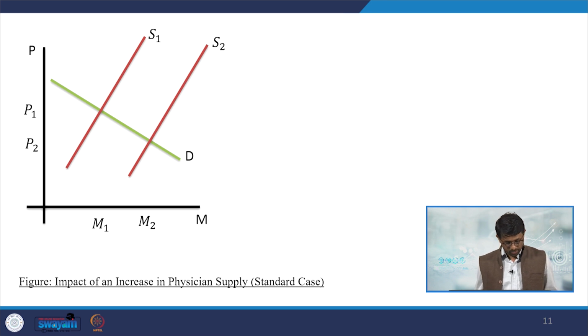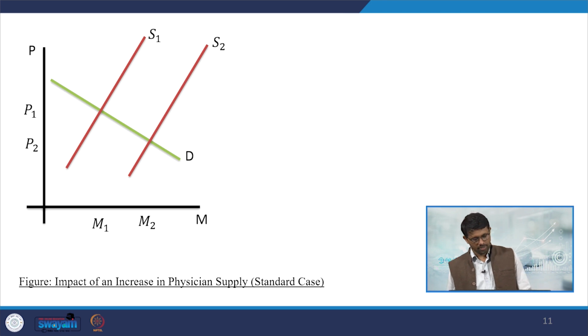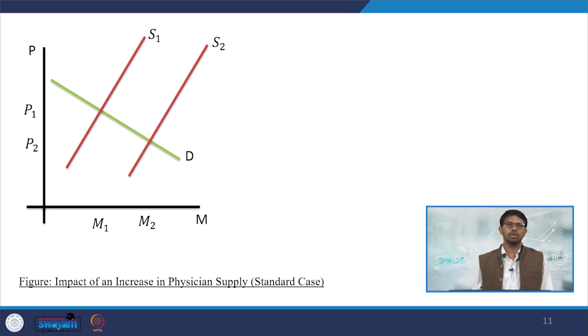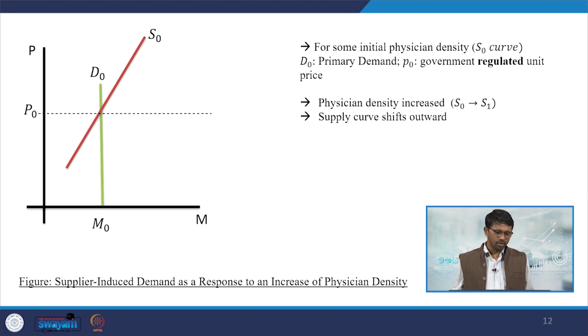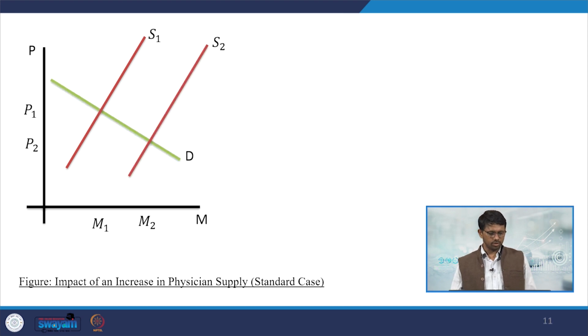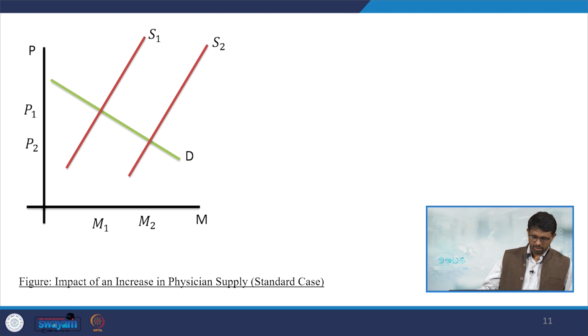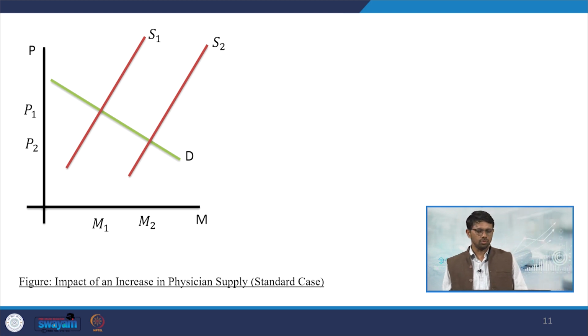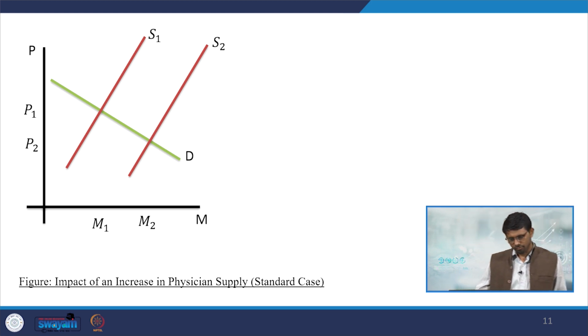At this moment, we are just focusing on the impact of an increase in physician supply as per the standard demand supply framework. In this case you can easily see that when the supply increases, you will find some change in terms of the prices, and access to medical services is also increased, from M1 to M2.